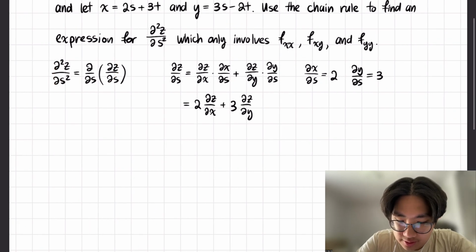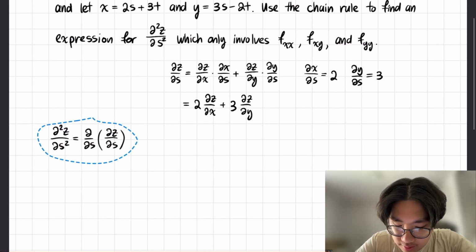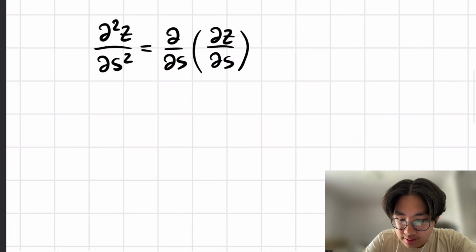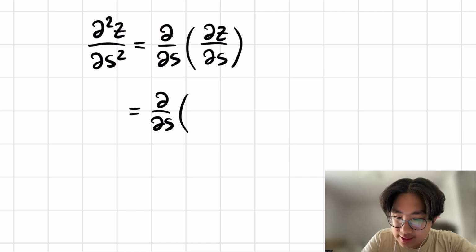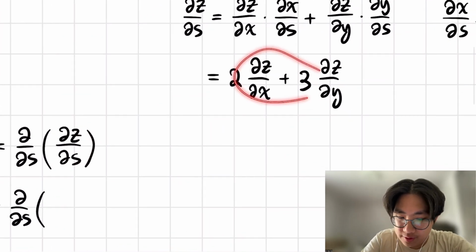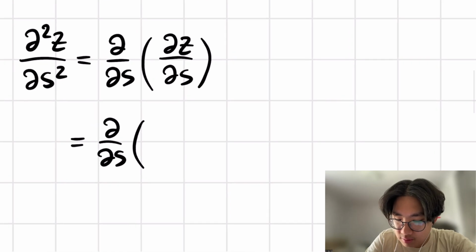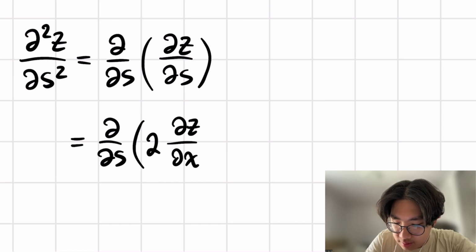Okay, with this in mind now, we can proceed from here. I'll move this down just so we have some more space to work with. So again, partial over partial s still stays, but now we can replace this inner function with what we have over here. So 2 times partial z over partial x plus 3 times partial z partial y.